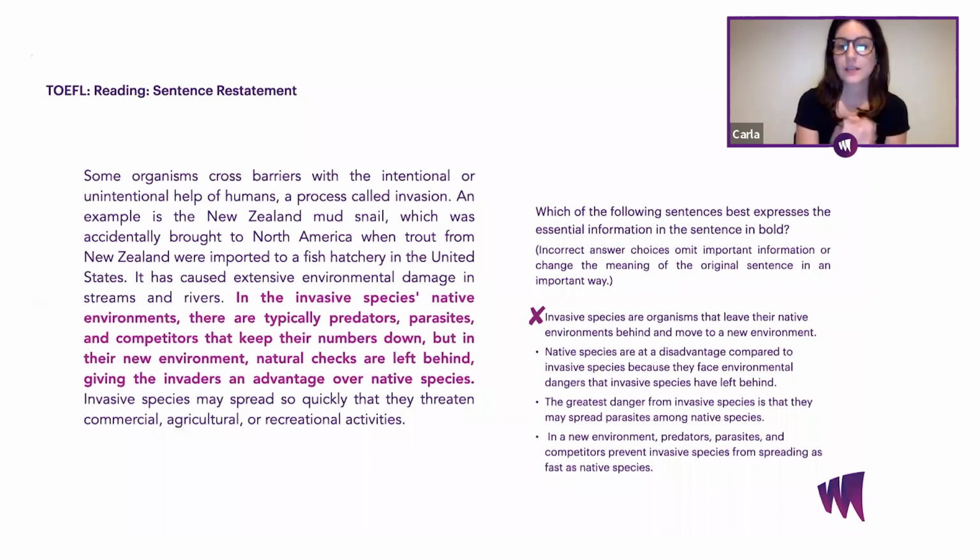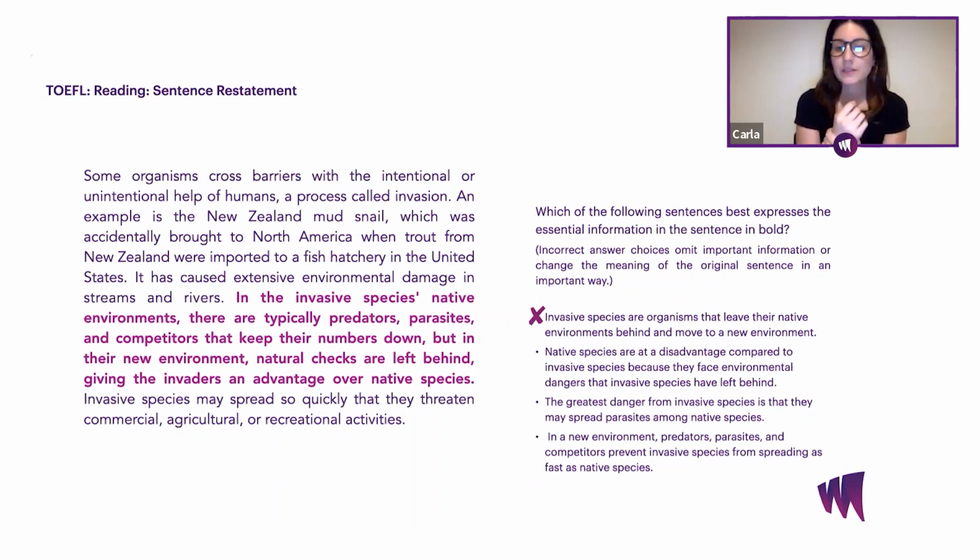The second one says native species are at a disadvantage compared to invasive species. So that's true. It's kind of just saying the end of the original sentence backwards, because they face environmental dangers that invasive species have left behind. So this one is pretty much saying the same thing. It's changed the order a little bit. It's taken out some of the detail, but the main idea is the same. So this is probably our answer, but we'll just go through the other ones to double check.